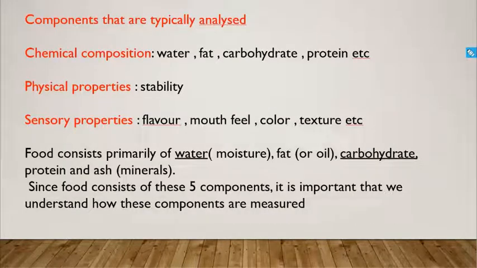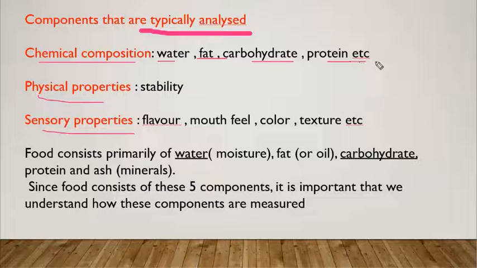First, the components that are typically analyzed. There are three categories: chemical, physical and sensory. In chemical, we have water, fat, carbohydrate, protein and some other components. In physical, stability will be tested, and in sensory, flavor, mouth feel, color, texture, etc. These are examples of the components typically analyzed in the classical method of food analysis.